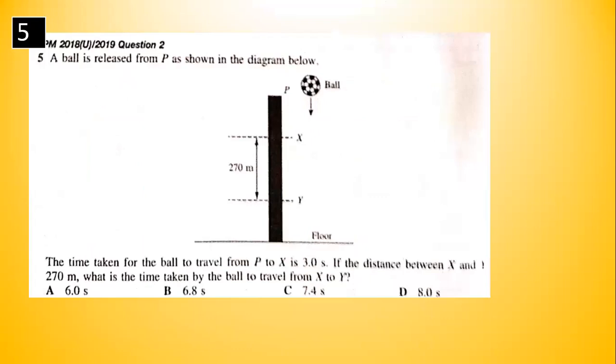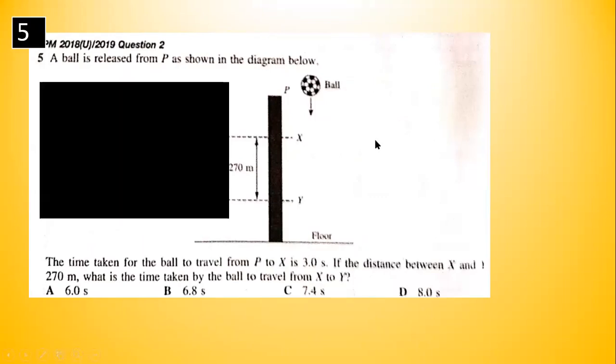A ball is released from P as shown in the diagram below. The time taken for the ball to travel from P to X is 3 seconds. If the distance between X and Y is 250 meters, what's the time taken for the ball to move from X to Y? So you have to find the velocity at X first. You know initial velocity is 0. Take downwards as positive. We want to calculate velocity at X first. Use that because you know a, which is your g, and the time is given. u is 0. Put in your values, calculate out.